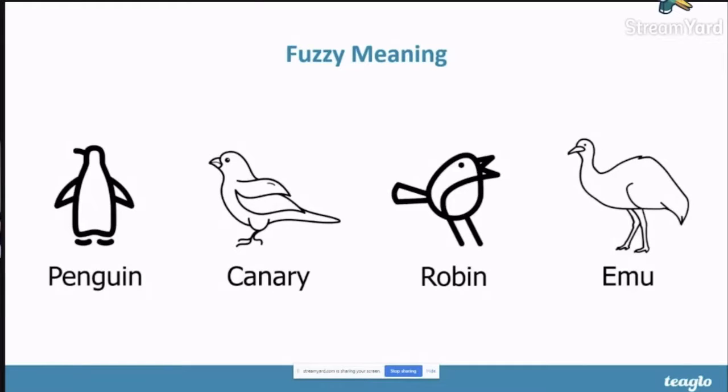So before we delve deeper into this, just have a look at these four birds on the screen. I want you to rate them in your head from the most typical example of a bird to the least typical example of a bird. So in other words, which is the most birdie bird, which is the least birdie bird?